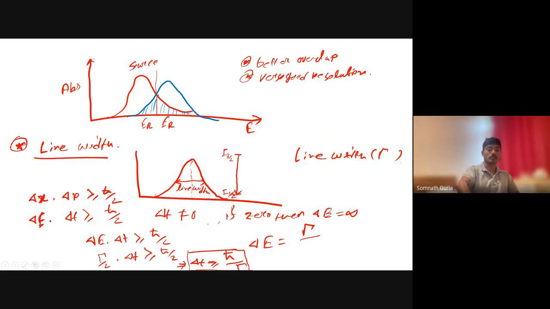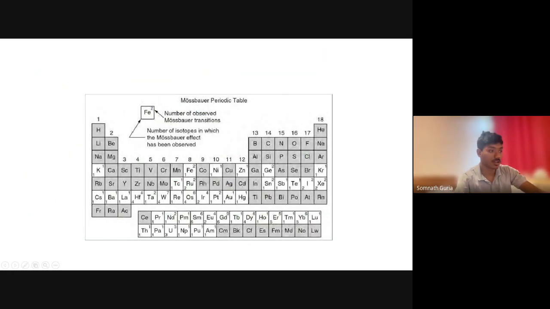Now our major discussion is the iron. We are going to talk mainly about iron, which is actually Mossbauer active.